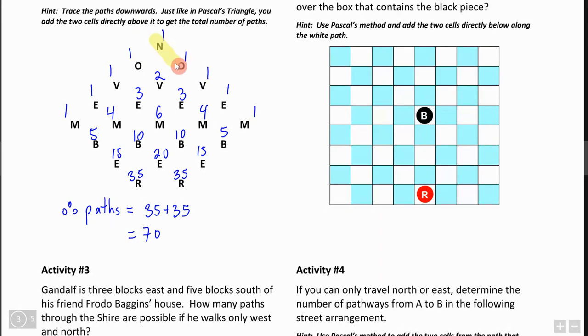So I can go down 1 to the right, 2 to the right, 3 to the right, 4 to the right, 5 down, 6 down, 7 down. So I have 7 letters to hop over to get from N to R. So how many ways to get from N to R? Well, there are 7, because it corresponds to 1, 2, 3, 4, 5, 6, 7 rows that I have to get through. So there are 7 factorial arrangements here.